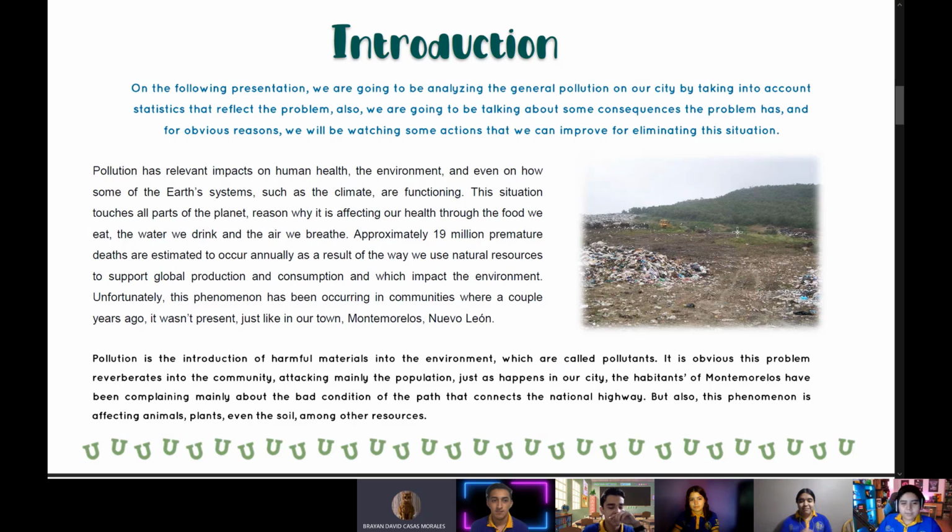Pollution is the introduction of harmful materials into the environment, which are called pollutants. It is obvious this problem reverberates into the community, attacking mainly the population, just as happens in our city. The inhabitants of Montemorelos have been complaining mainly about the bad condition of the path that connects to the national highway. But this phenomenon is also affecting animals, plants, even the soil, among other resources.